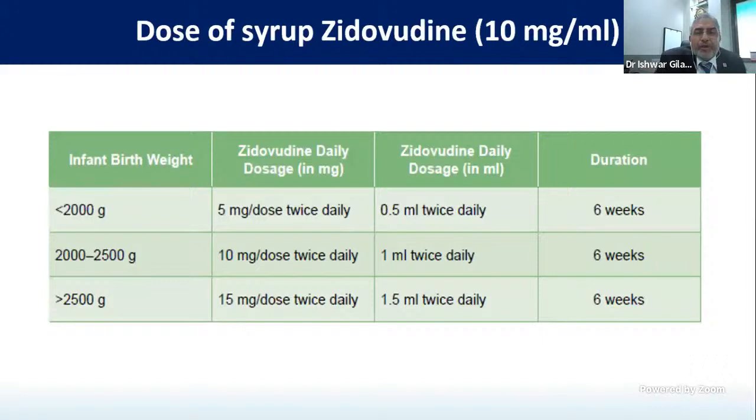please. The dose of zidovudine is 10 milligram per ml. If the baby is less than 2 kg, it is 5 milligram per dose twice daily, which is 0.5 ml twice daily, up to 6 weeks. When the baby is between 2 and 2.5 kg, the dose is double. And if the baby is more than 2.5 kg, then the dose is triple. So 5 milligram, 10 milligram, and 15 milligram twice daily.